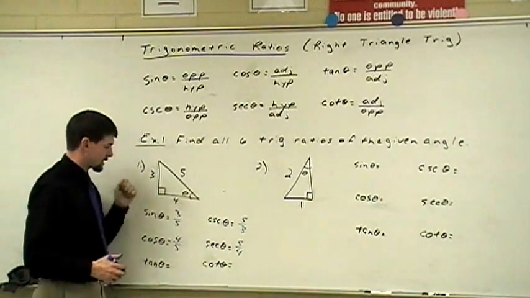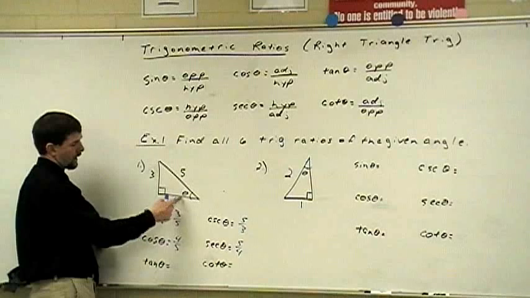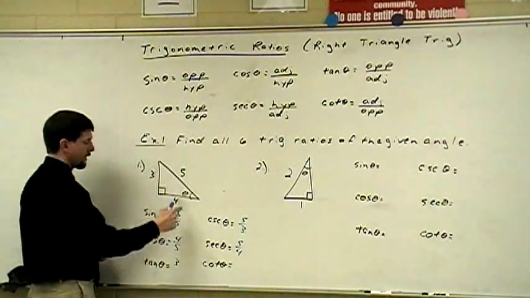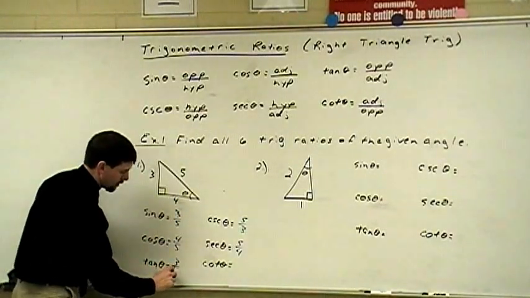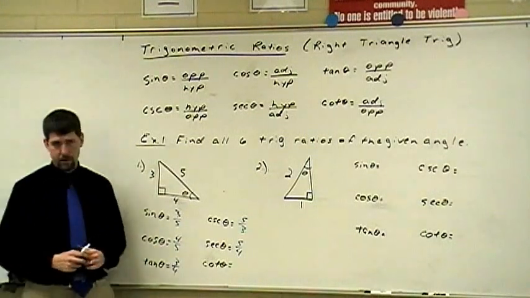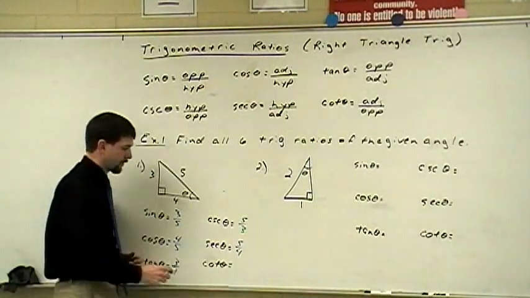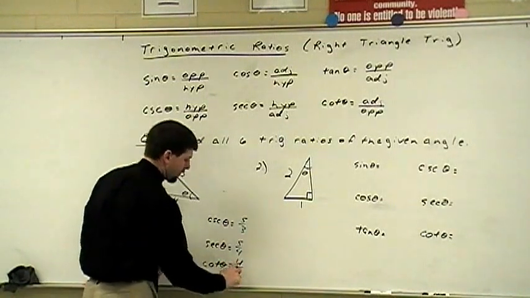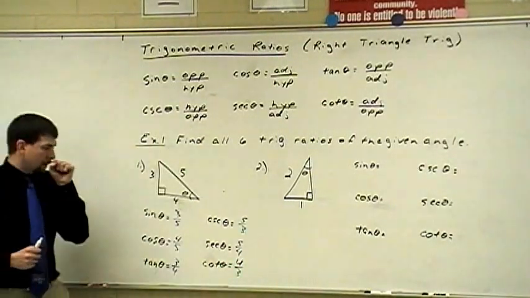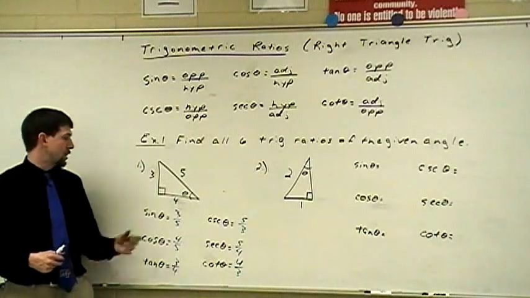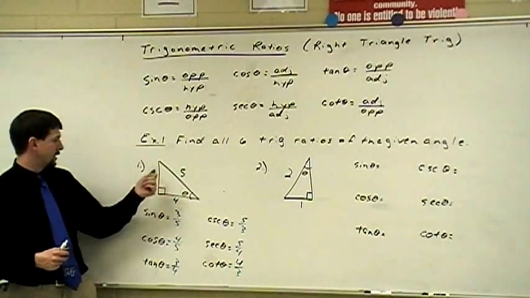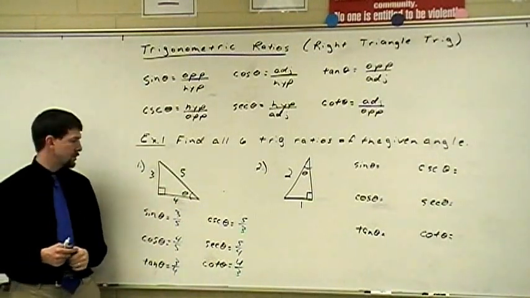Opposite over adjacent. So the leg opposite has a length of 3. The adjacent leg has a length of 4. So tangent of theta is 3/4. Then cotangent is going to be the reciprocal of 3/4. So that's going to be 4/3. So there are the 6 trig ratios given this angle theta for this 3, 4, 5 right triangle.